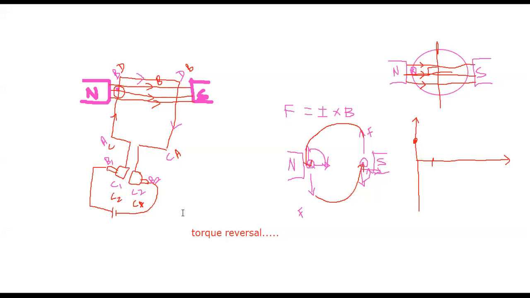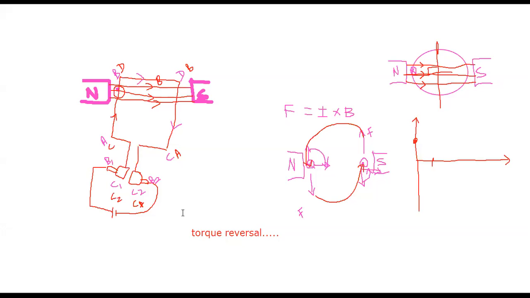When this torque reversal occurs, in the last class we discussed that torque is directly proportional to the current, right? Torque is the potential energy and current is the kinetic energy, so the machine has a crosswise relationship. You just remember that. So if torque is reversing, what happens? The current is also reversing.